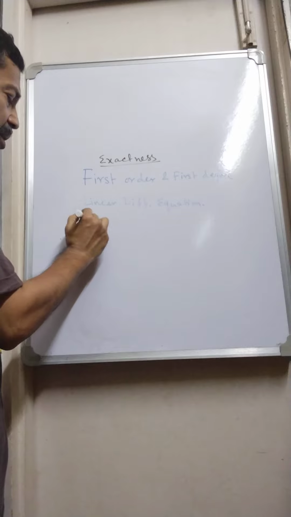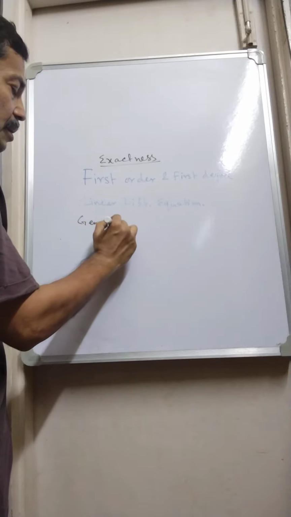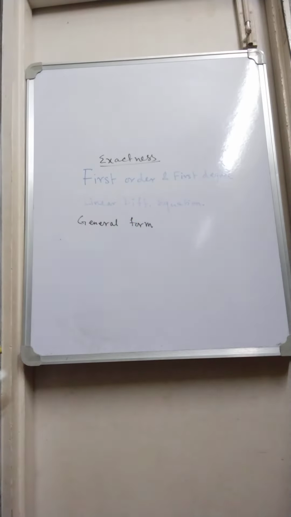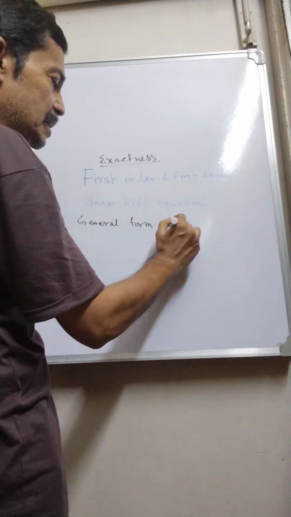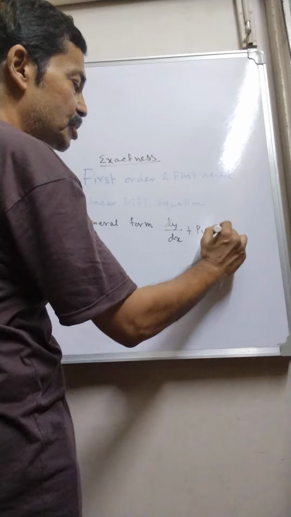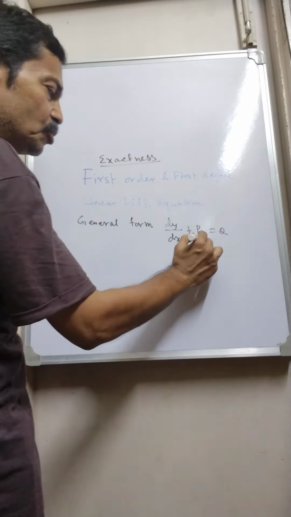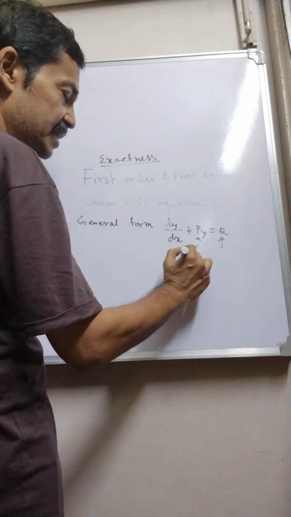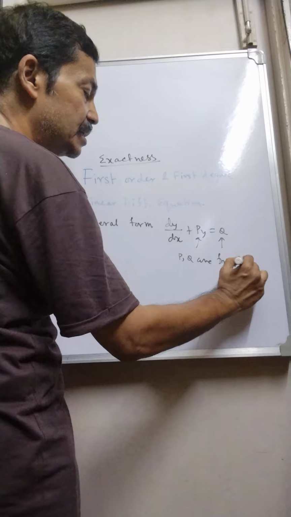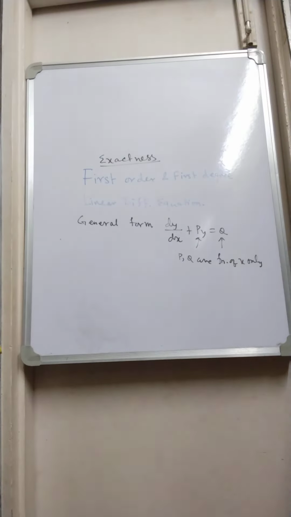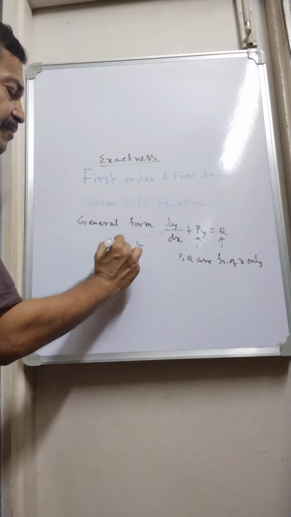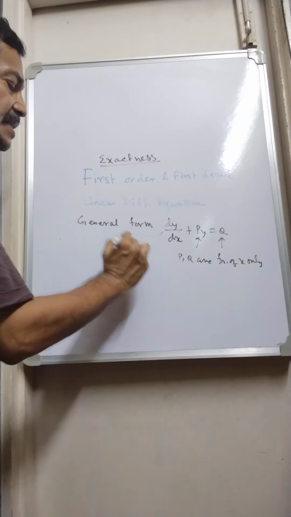The general form for a first order and first degree linear differential equation is dy/dx plus p of y equal to q, where p and q are functions of x only. And this has integrating factor e to the power integral p dx.